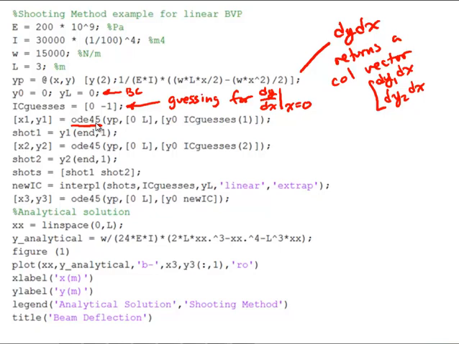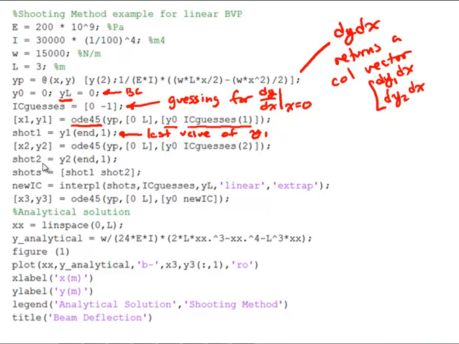So for our first integration, we call ODE 45 with the first guess, I see guess 1, and then our known boundary condition, y0. For this first integration, all we are interested in is the last value of y1, because we want to compare that last value of y1 to the target boundary condition, yL.